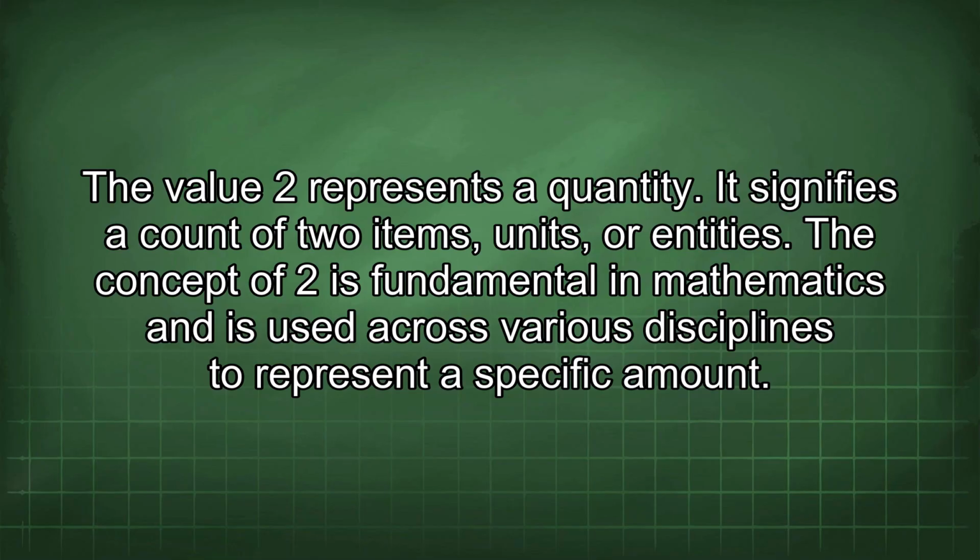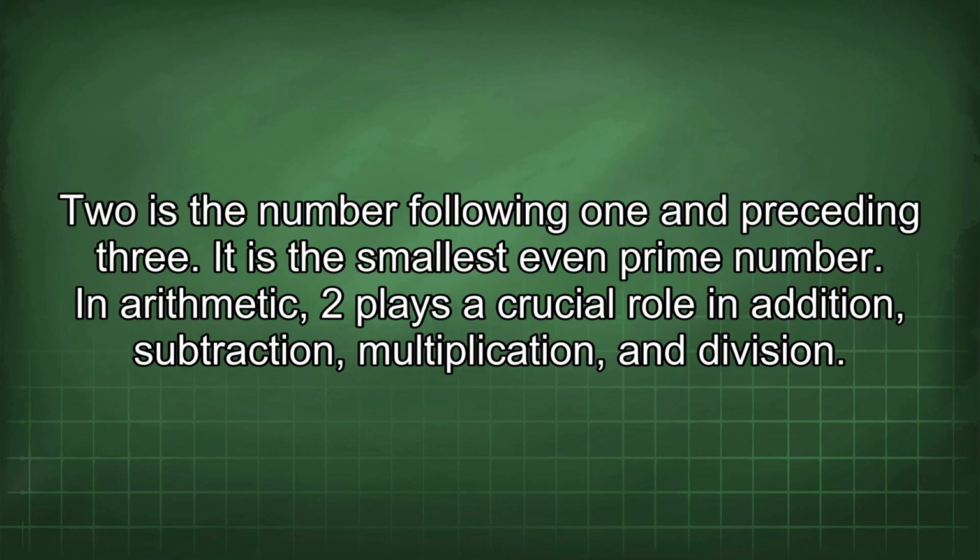The value 2 represents a quantity. It signifies a count of 2 items, units, or entities. The concept of 2 is fundamental in mathematics and is used across various disciplines to represent a specific amount. 2 is the number following 1 and preceding 3. It is the smallest even prime number.